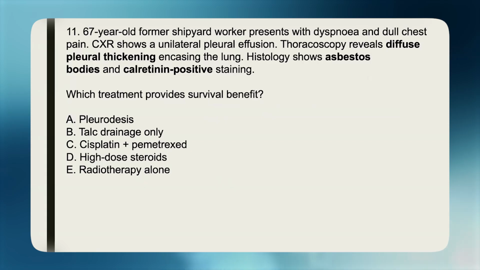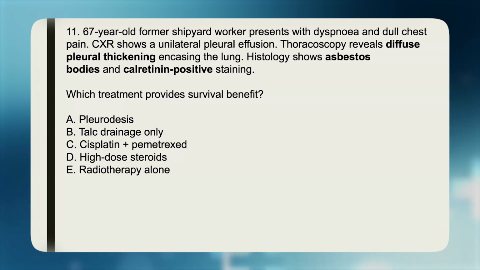A 67-year-old former shipyard worker presents with dyspnea and dull chest pain. A chest X-ray shows a unilateral pleural effusion. Thoracoscopy reveals diffuse pleural thickening encasing the lung. Histology shows asbestos bodies and calretinin positive staining. Which treatment provides survival benefit?